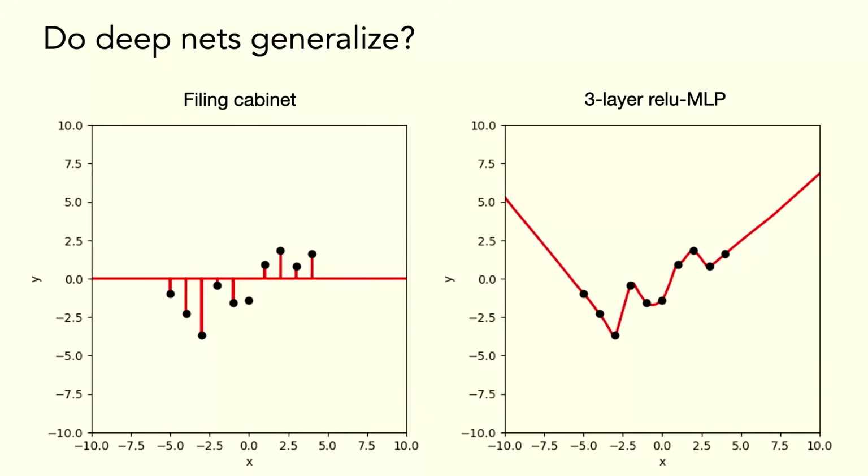So here's the same data where I've just fit it with a 3-layer ReLU MLP. Okay, not too surprising. A ReLU MLP can fit data, but notice that it fits it in a very different way. So both of these achieve 0 approximation error. Both of them have fit the training data. But if that were all that mattered, then we would have to say these are equally good. But that's not all that matters. It also matters how you interpolate and extrapolate from the training data. And deep nets do that in a way that's markedly different than a filing cabinet.